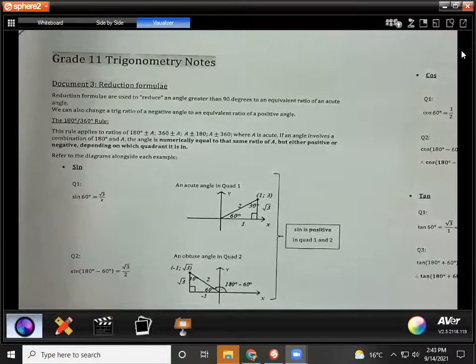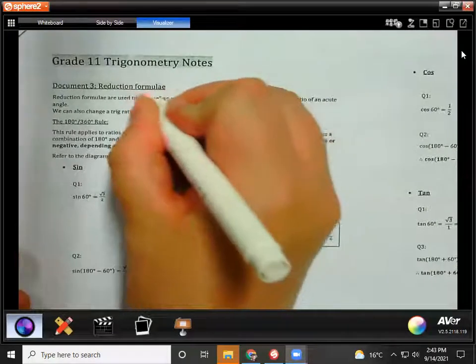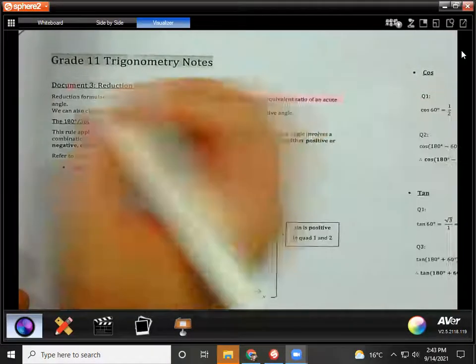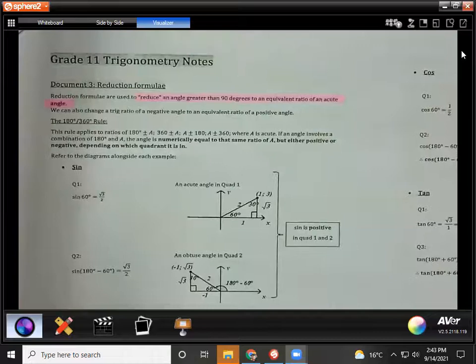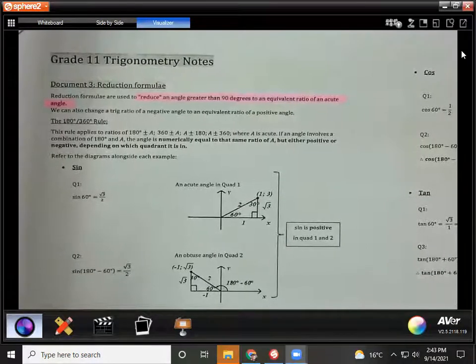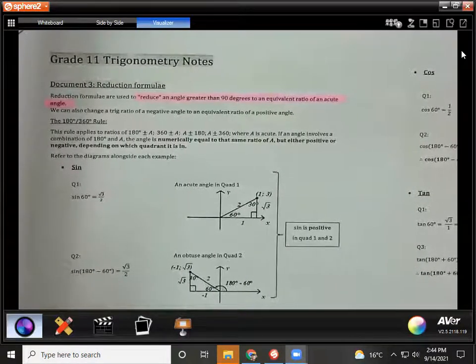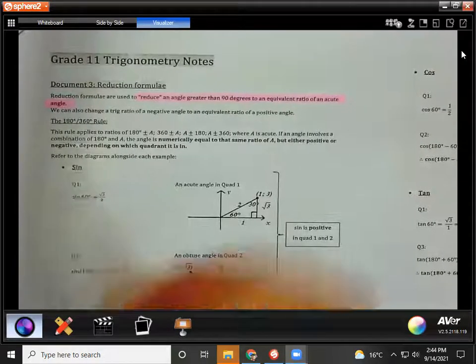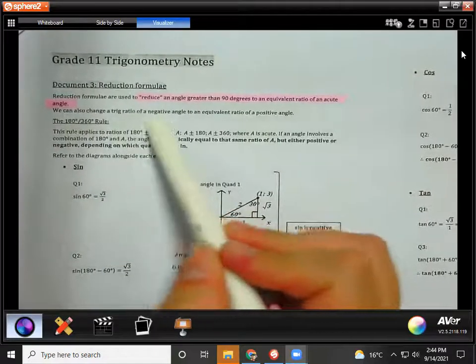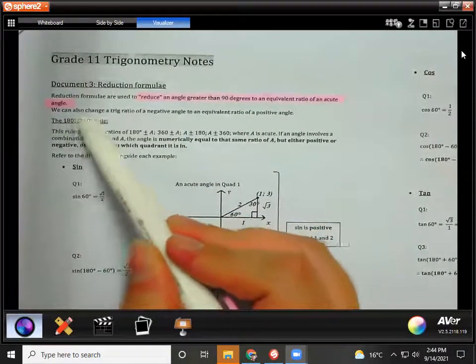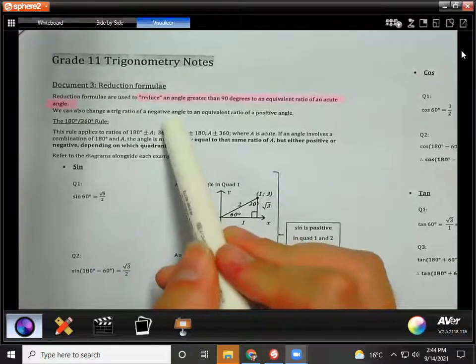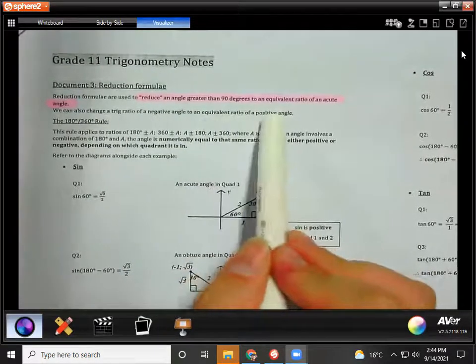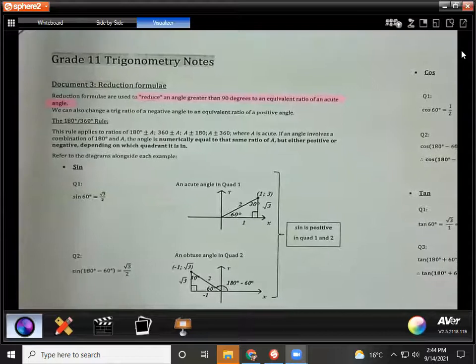Maybe we just want to highlight that, guys. Let's see if the pink is going to work. Reduce an angle greater than 90 degrees to an equivalent ratio of an acute angle. So like I said, we are taking angles that are bigger than 90 degrees, angles that are not acute, and we're rewriting them as acute angles. That's what we're going to use reduction formulas for. Then they're also saying we can change a trig ratio of a negative angle to an equivalent ratio of a positive angle. We are going to get to negative angles only tomorrow probably.